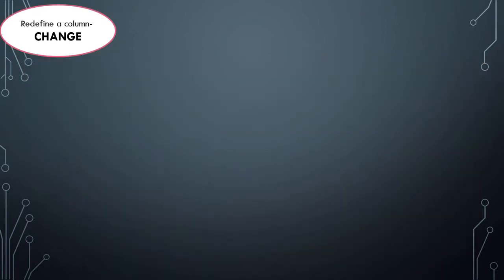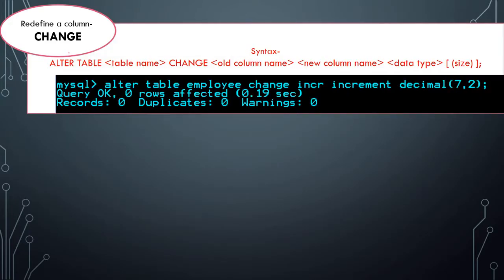But what if we want to change the name of a column? Then we have a word that is change. In the alter command, we are going to add the word change, instead of add and modify. So here's the syntax. Same as before, we need to write alter table, then the table name. After that, you need to write change because we need to enter a new column name for a previous one.